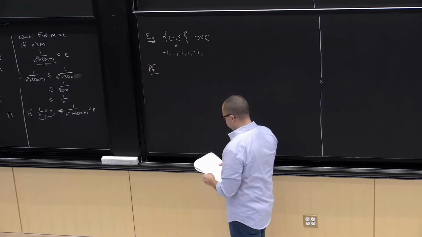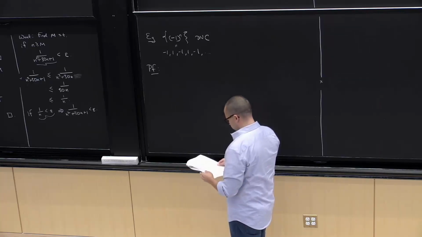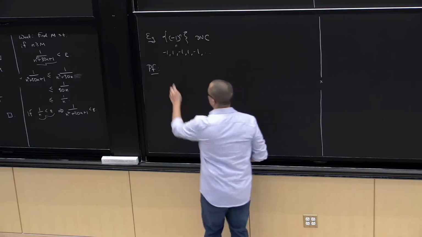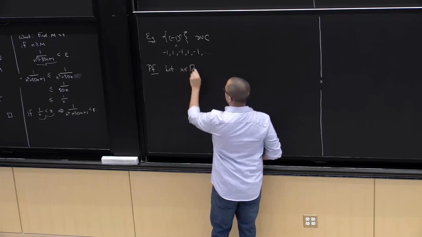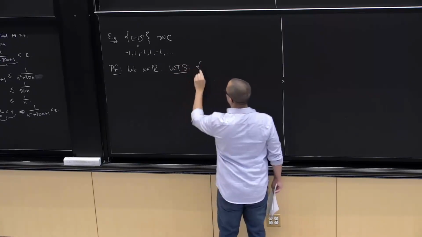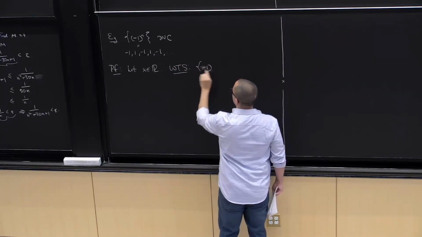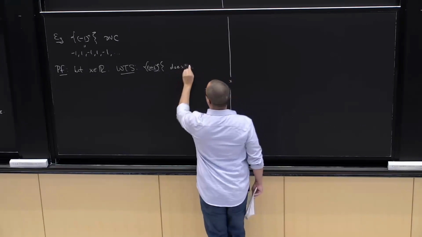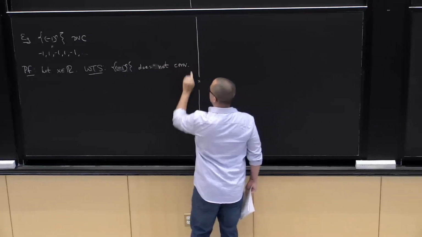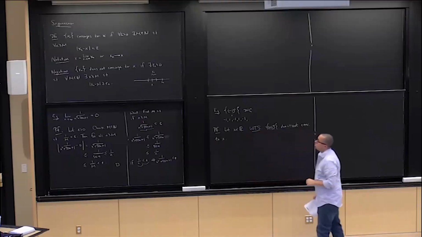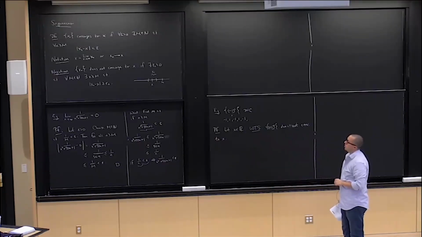So, proof. Let x be in R, and what do we want to show? Minus 1 to the n does not converge to x. Okay, and we'll use this definition. So this definition means we need to find a bad epsilon naught. Okay?